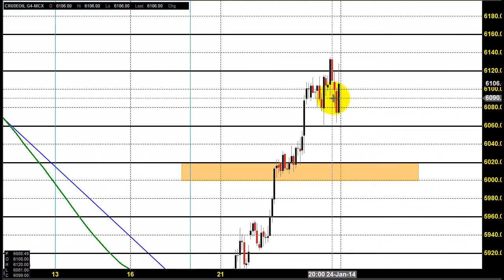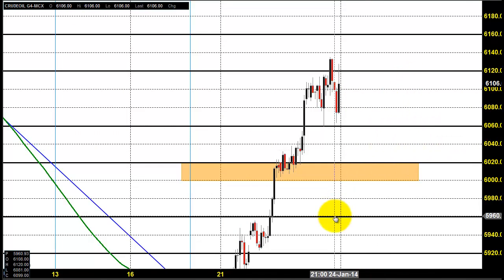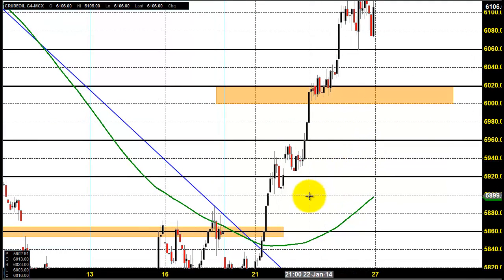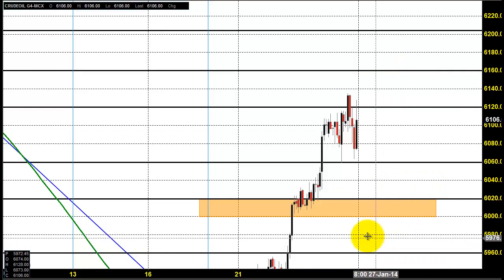Be patient, wait for the price to hit the support zone and then re-enter the market, because we know that the market has three phases: uptrend, downtrend and consolidation. We should respect the consolidation phase, and we will wait for the price to hit the support, and then you can make profit and make use of the trend. So let us see what's going to happen during the trading session.